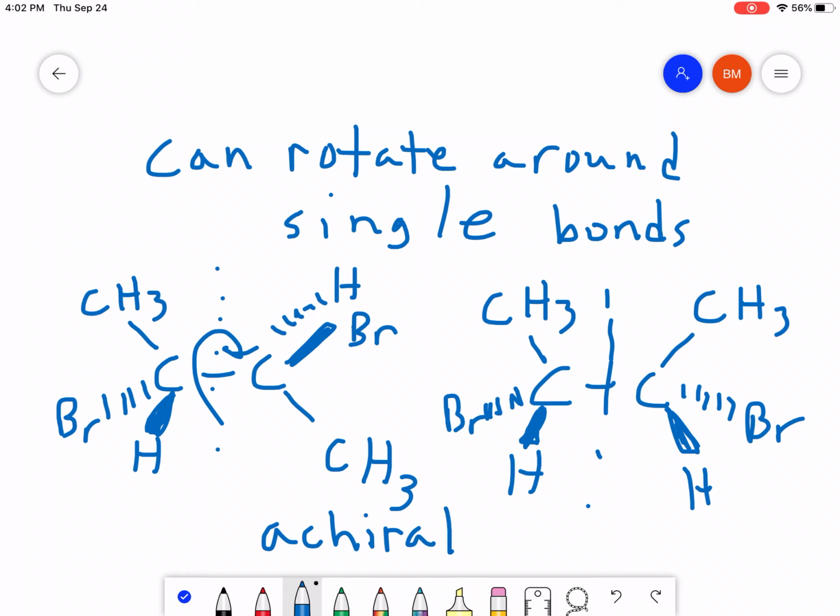Okay? So those are the things you're allowed to do whenever you're rotating, spinning molecules and trying to figure out if they're superimposable or have planes of symmetry. You are not allowed to break and rearrange bonds. That is the limitation. All right?